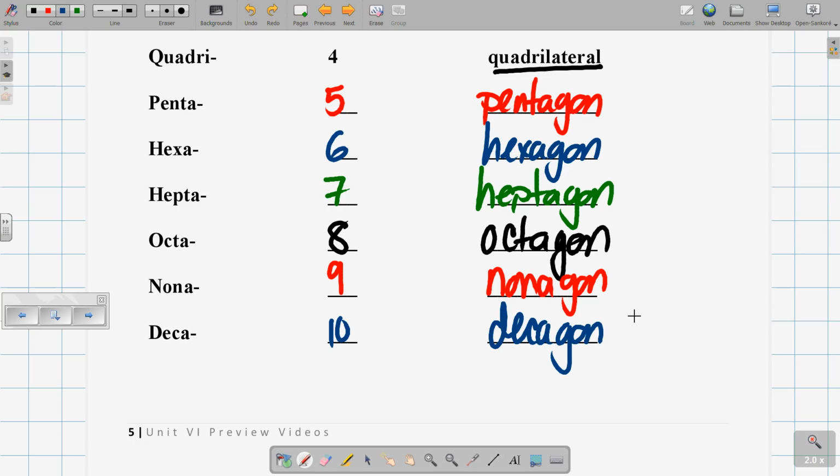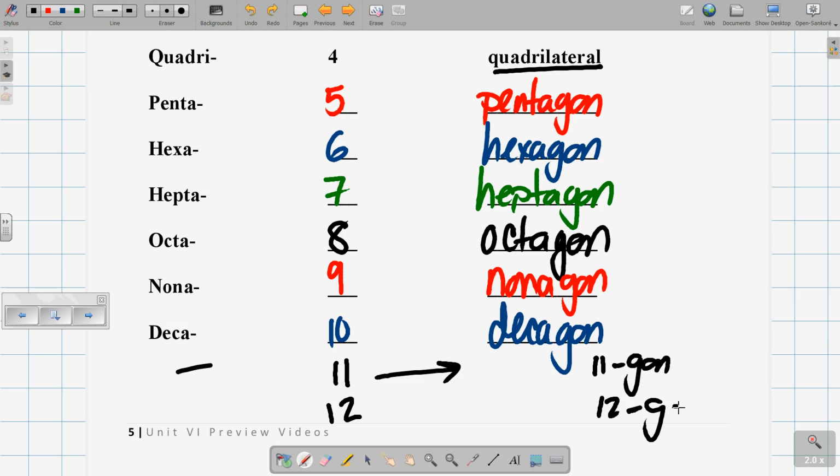Deca, 10, decagon. Now above this, there are Latin names for shapes with 11 sides and 12 sides, etc. But honestly, they get very long and sometimes hard to pronounce. So above 10, we're just going to use the shortcut: 11-gon, 12-gon, 13-gon, etc. You can look up the Latin names if you're curious. Go ahead and Google 13-gon and see what you get in Latin.